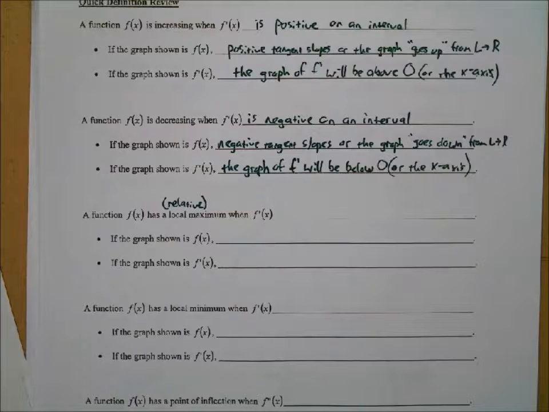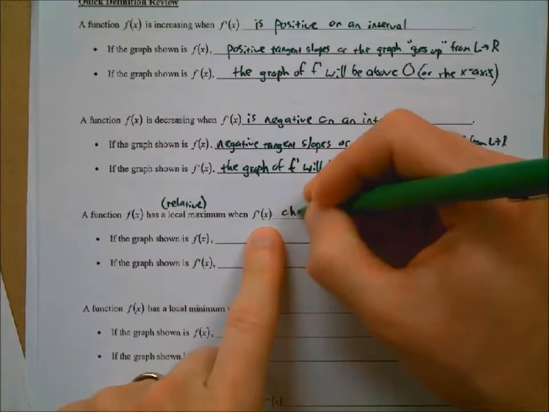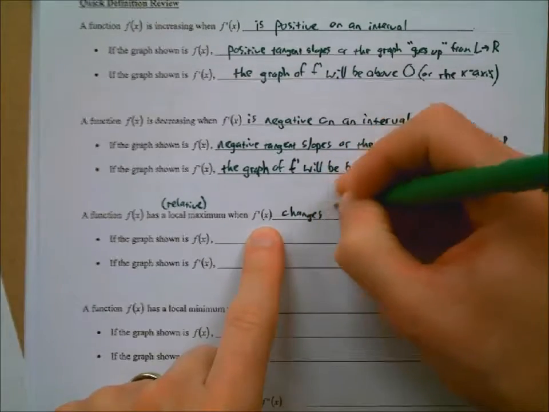F prime of x is 0, but not just that. Because if it's just 0, we can have a critical point, and it's not necessarily a relative maximum. It might be a relative min, because critical number doesn't necessarily mean it's got to be a relative max. So what are we really looking for? Changing from positive to negative. Exactly right. F prime changes from positive to negative.